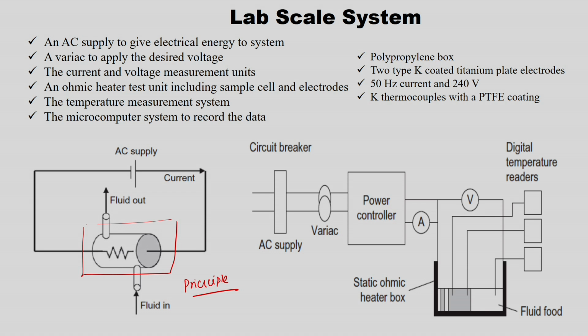In the lab scale system, you have an AC supply to give electrical energy to the system, and there is a variac, which controls the desired voltage, and it is given to the power controller. Here you have voltage as well as current measurement units. This is called your ohmic heating unit, the heater tester unit, which includes the sample cell as well as the electrodes. This is a static ohmic heater box. Here you have your fluid food and here you have electrodes as well.